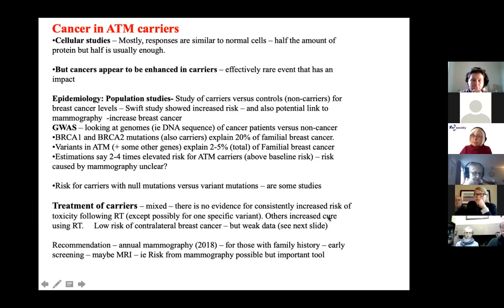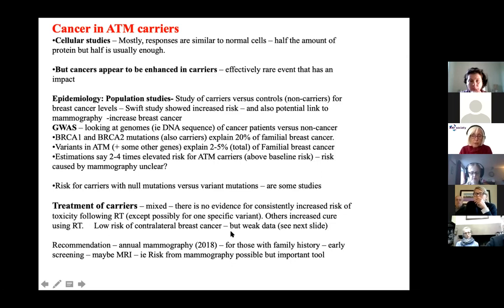But there are some studies that show there might be increased cure using radiotherapy, and I'm going to come back to that. I think this is something that actually needs to be substantiated and looked at, but I'll come back to the rationale for that in a minute. There's the question of whether, if you've got a cancer in one breast, you get it in the other breast, and that can be the case for BRCA1 and BRCA2 carriers, but there's no evidence that that's the case for AT carriers.